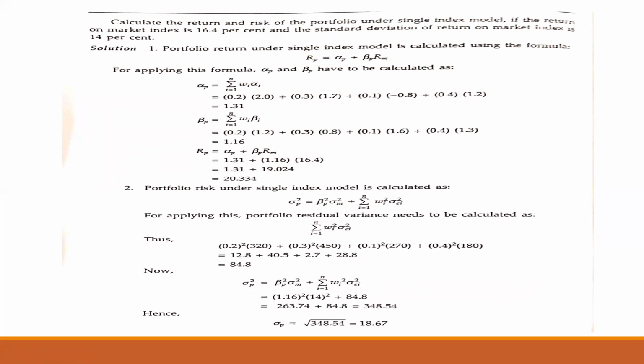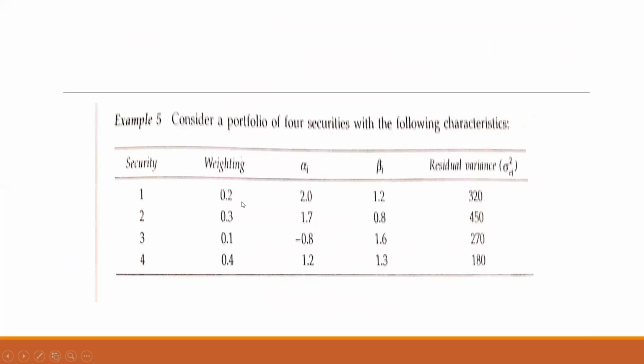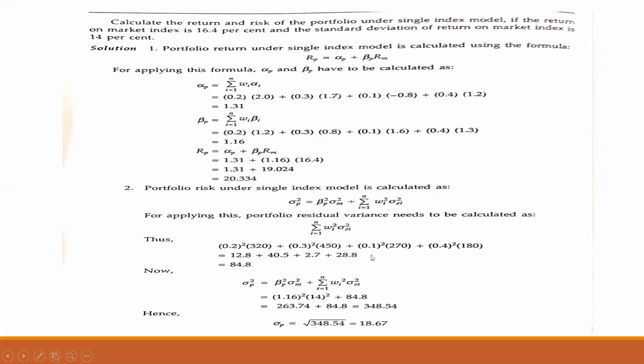Now we are required to calculate the portfolio risk also. The formula for the risk is given here: the portfolio beta square into variance of the market plus the weight of the residual return square. So for applying this, the portfolio residual variance needs to be calculated. We do not know the second part of this formula. To calculate that, they have given the weight 0.2 into 320, 0.3 into 450, 0.1 into 270 and 0.4 into 180, and then we add it all together. We got the second part of the formula as 84.8. Now we need to substitute all the values.